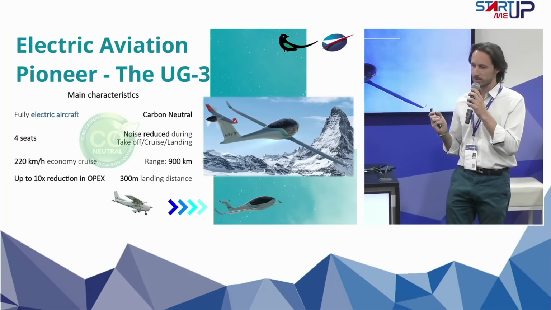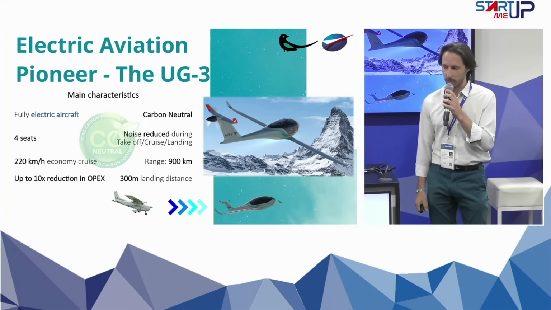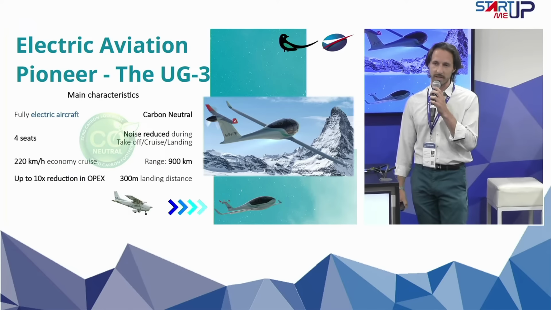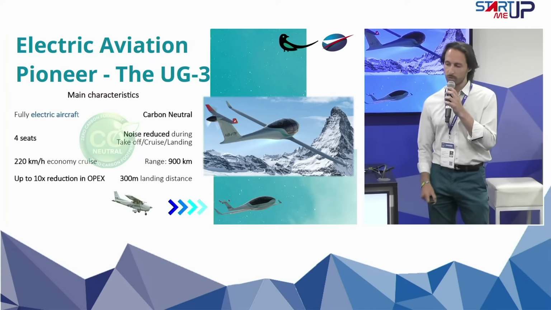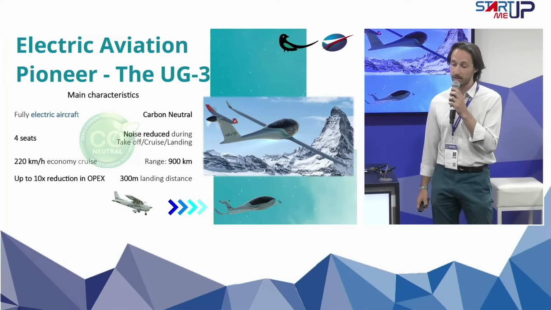We are a Swiss-made company building one more 100% electric aircraft with battery storage. Our idea is not only to have an electric aircraft, but also one with the same requirements as existing conventional aircraft, light aircraft dedicated to tourism and light aviation. So I'm very proud to introduce this new aircraft, the UG3, which will be available by the end of the decade. It is a full 4-seater, fully electric aircraft with a range of up to 900 kilometers.